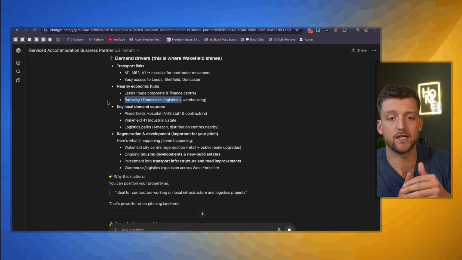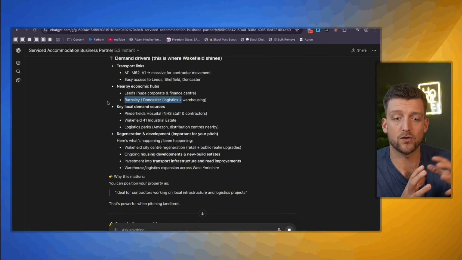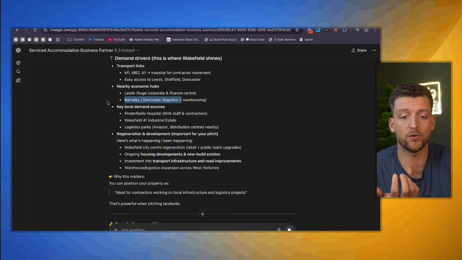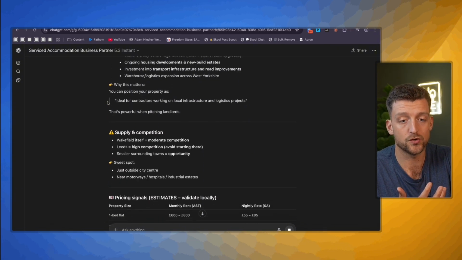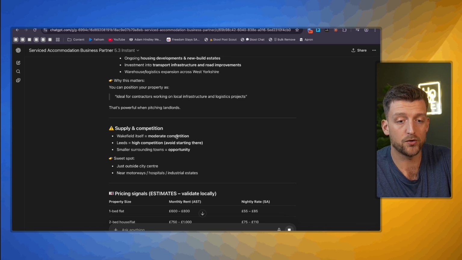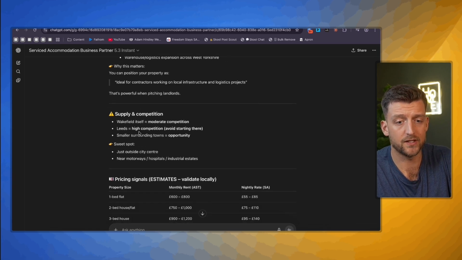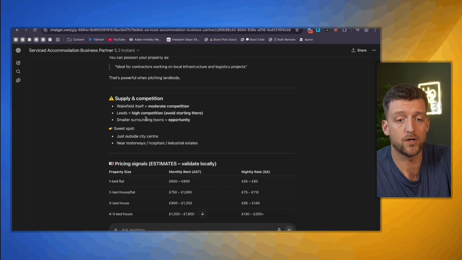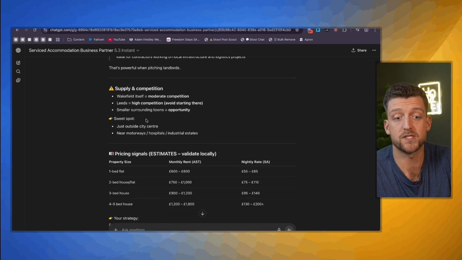Well, it's mentioned Leeds a lot here. It's mentioned Doncaster a few times. It's mentioned Sheffield. There might be some other demand or other areas that are within my remit that I might want to dive into and do a little bit more research on as well. The supply, Wakefield itself, moderate competition, high competition in Leeds. Smaller surrounding towns might have better opportunity. So again, ask it a little bit more and dive into it a little bit more.